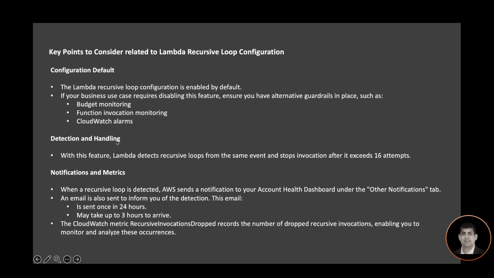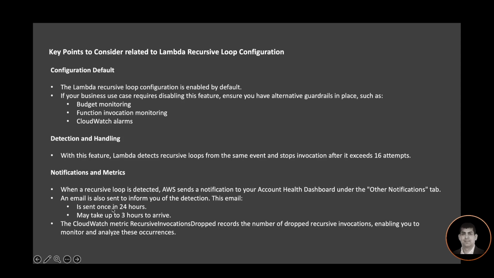With the detection and handling, Lambda detects a recursive loop from the same event and then stops the invocation after it exceeds 16 attempts. So what that means is that even if it's on by default, the recursive loop will continue until it exceeds the 16 attempts, and then it will stop it. Now once it stops, there are some notifications and metrics that you can look at.